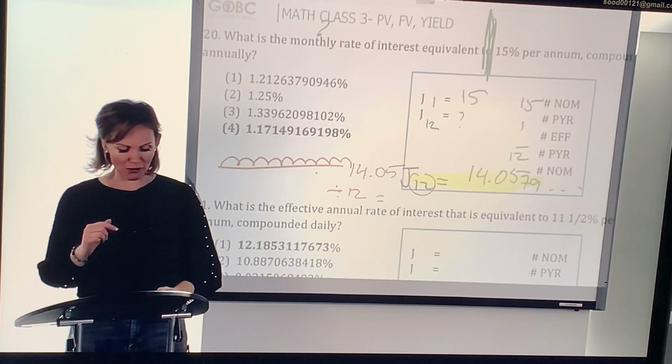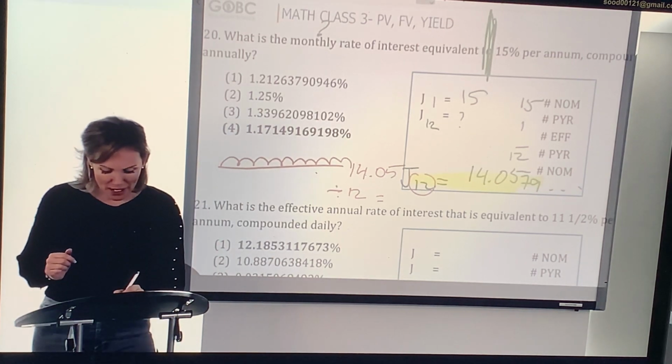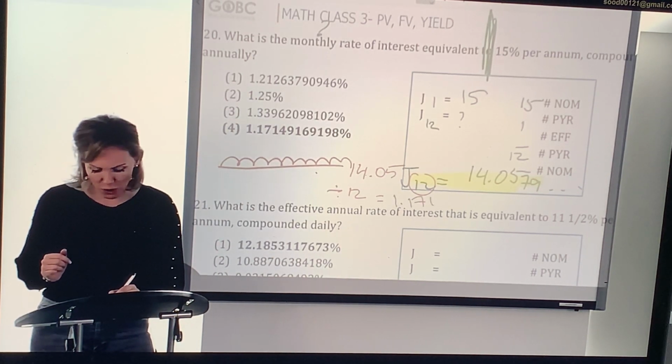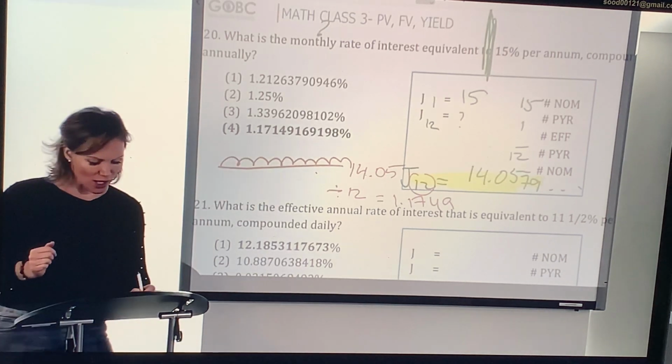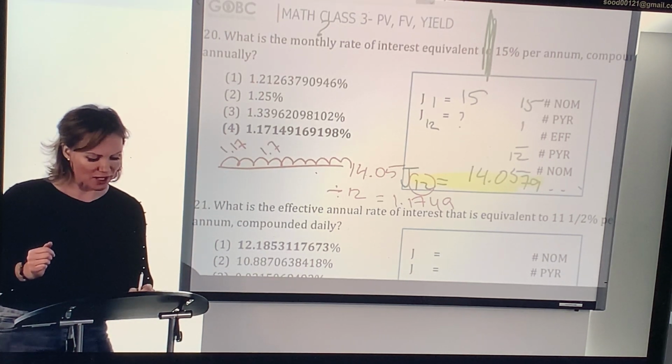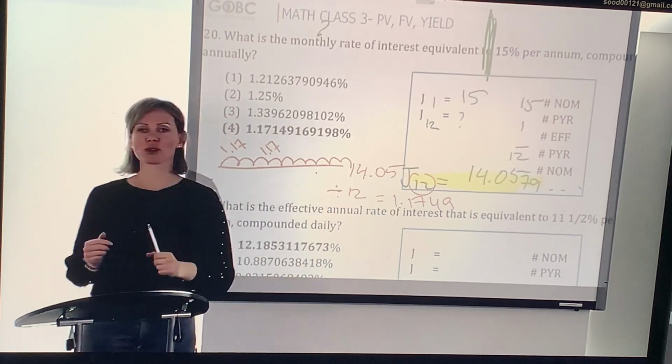So take that 14.05, whatever you have on your screen right now, divide it by 12, press equals, and it might come up to 1.1749, blah, blah, blah, right? So it's the option number 4. So every month they charge you 1.17, right? So this is what's happening right now. But for the full year it is 14.05.